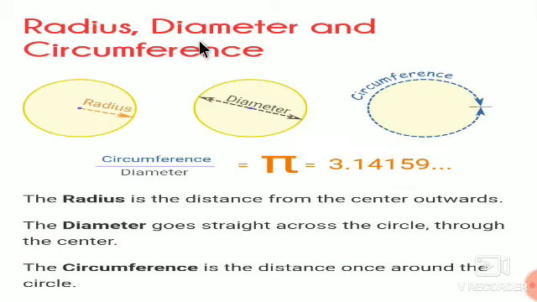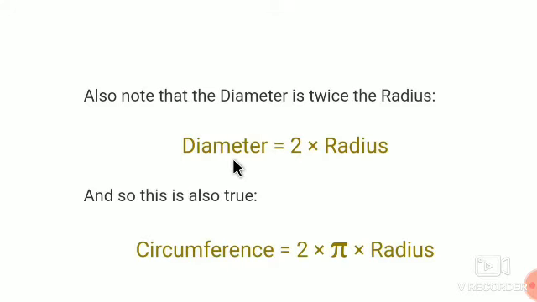The radius, diameter and the circumference. Here this is the radius, this is the diameter and this is the circumference which is shown with the dotted line. This is the circumference. Understood it? So the formula of the diameter is 2 times radius, and if radius is given we can find the circumference: 2 into pi into radius, and if diameter is given, pi into diameter.